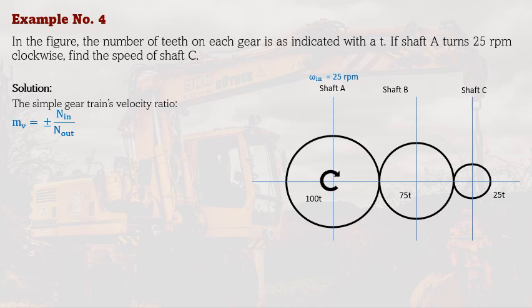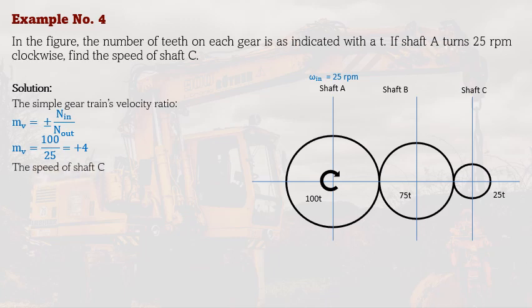So the input here is this 100T, and the output is the 25T. Basically, this 75T is just an idler in order to change the direction of the gear. So the simple gear train's velocity ratio, substituting the input and the output RPM, is positive 4.